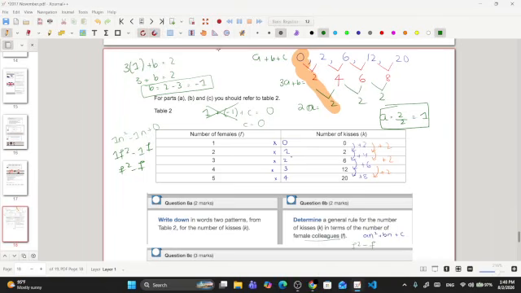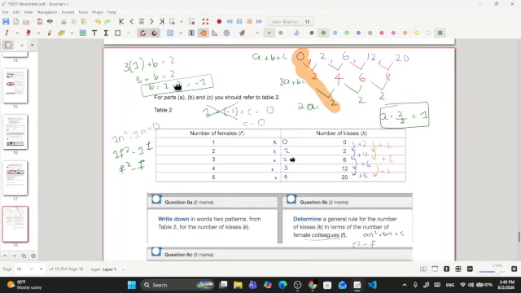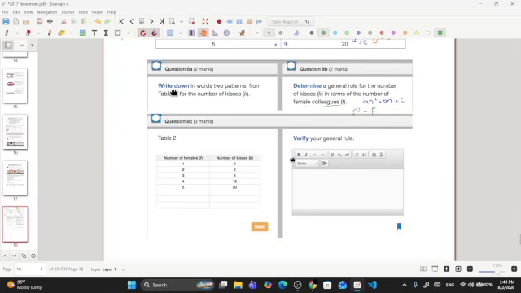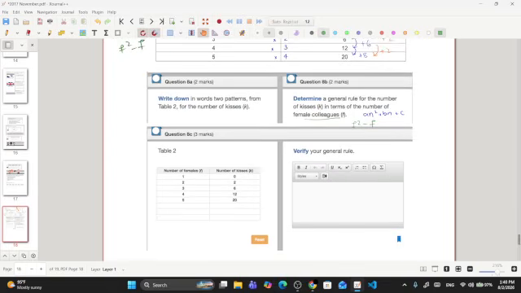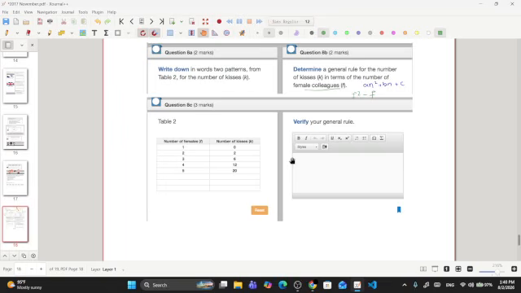The next part says, I'll have to erase all of this, so can I do it? Yeah. Okay. 8 part C says, verify your general rule. Okay, we don't need any sort of deletion. We can simply verify it by simple steps.